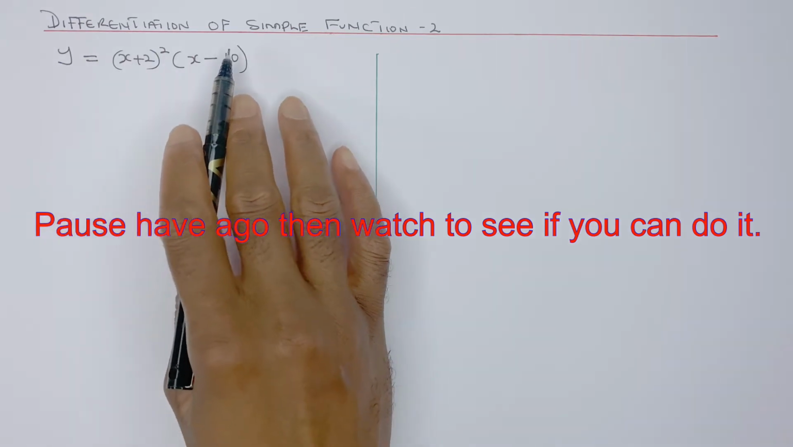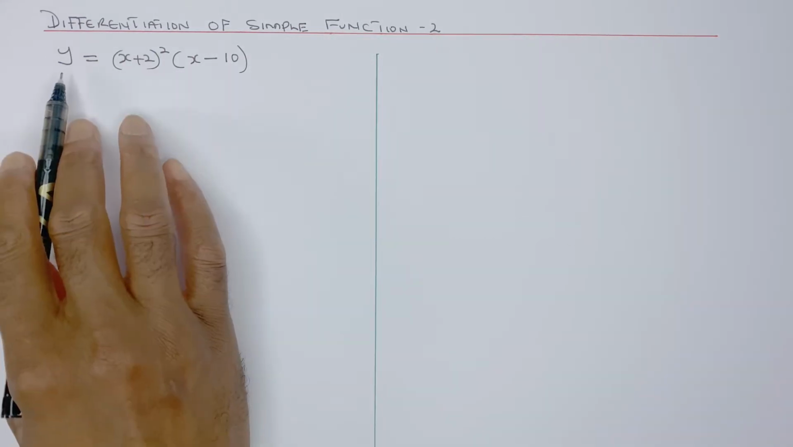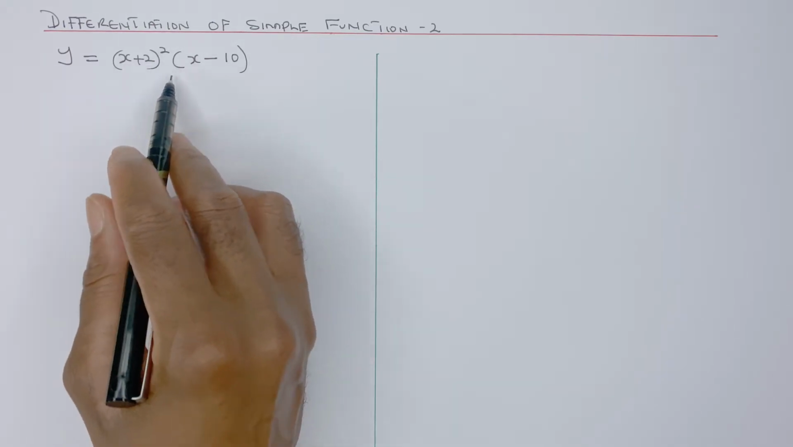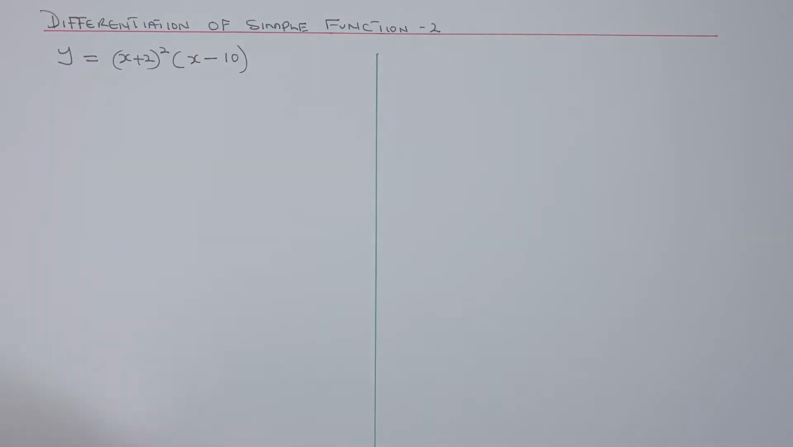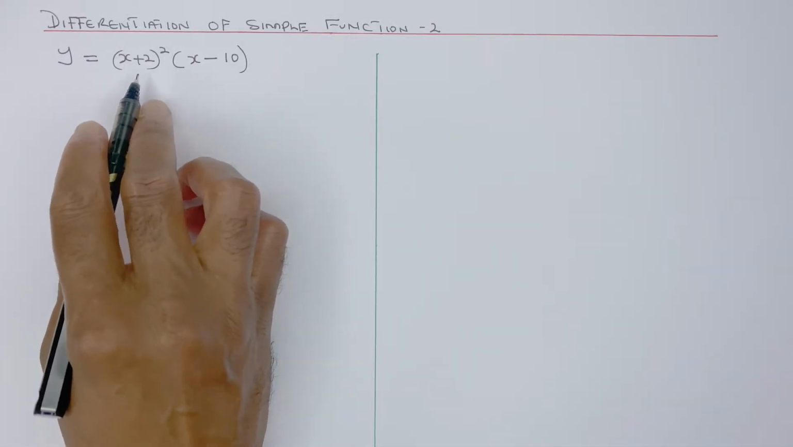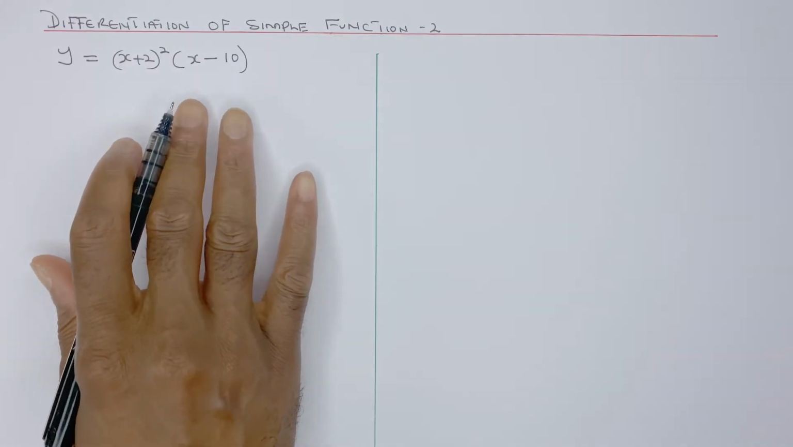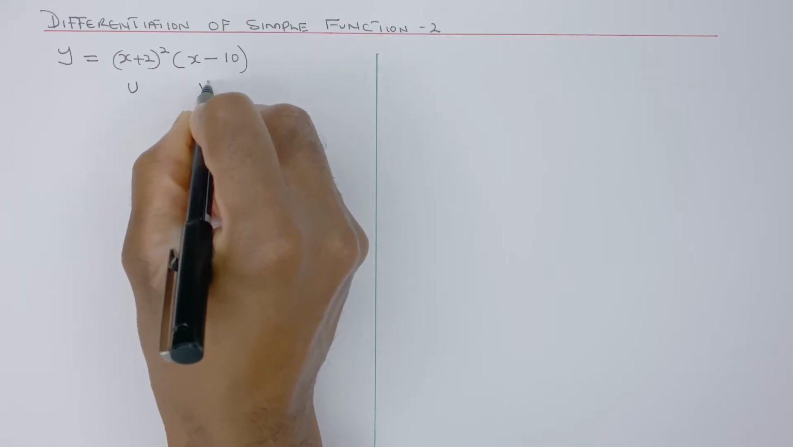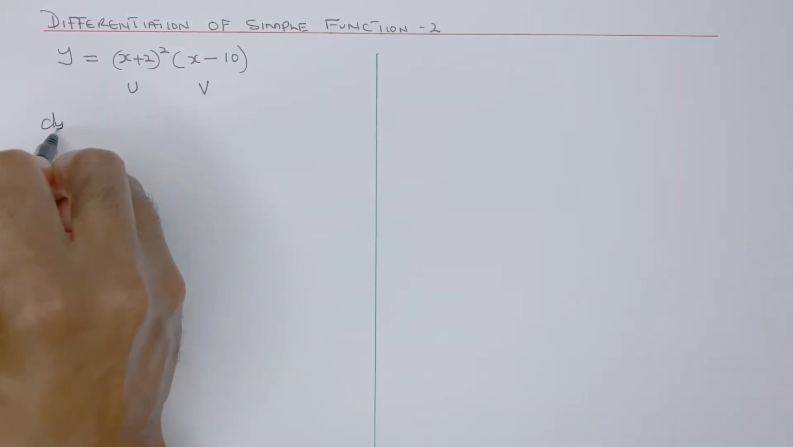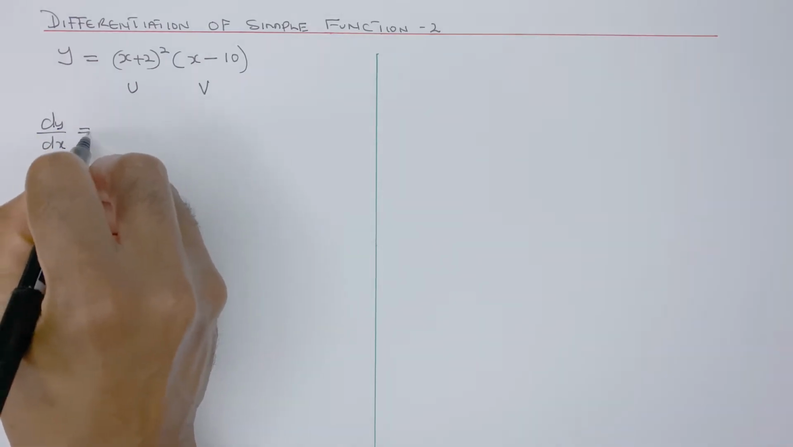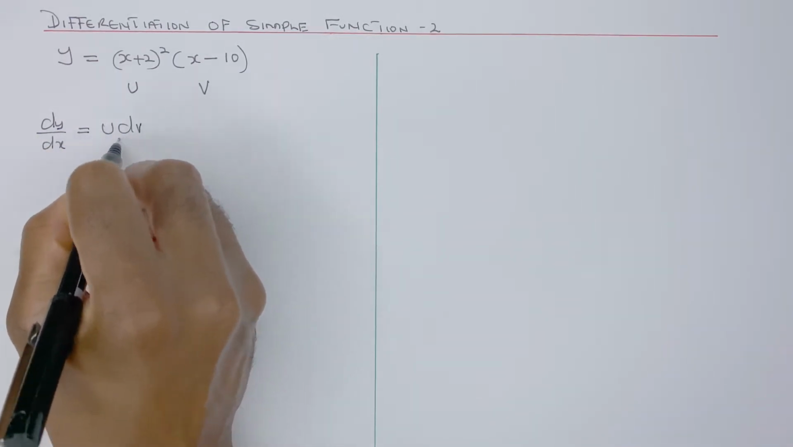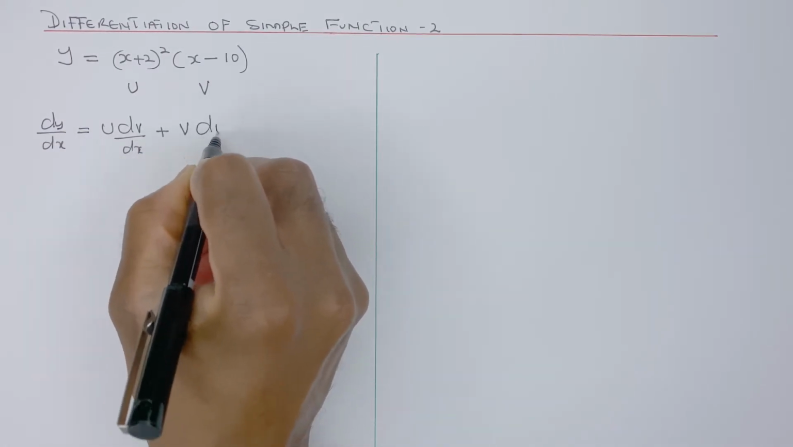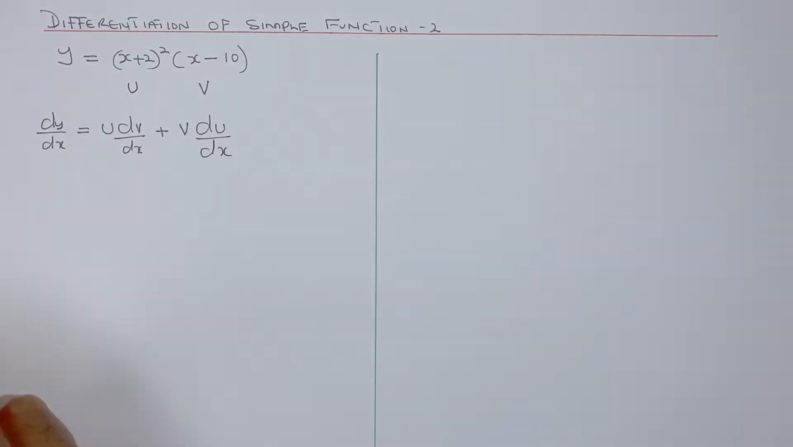Differentiation of simple function 2. There's a function here, open bracket x plus 2, close bracket, squared, open bracket x minus 10, close bracket. So this function looks like a product function. We could do this by using the product rule, where this is u and that would be v, and dy/dx will be u dv/dx plus v du/dx.